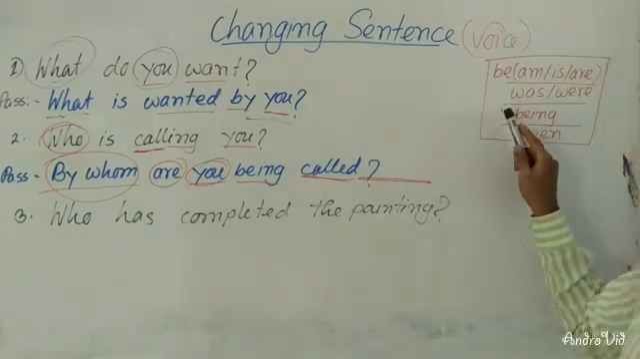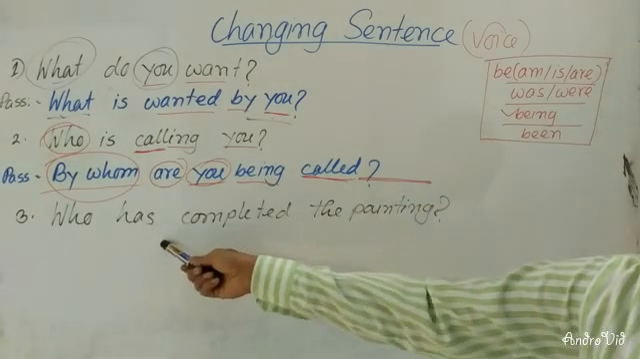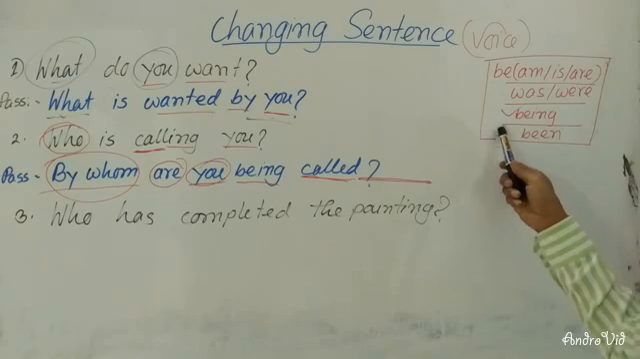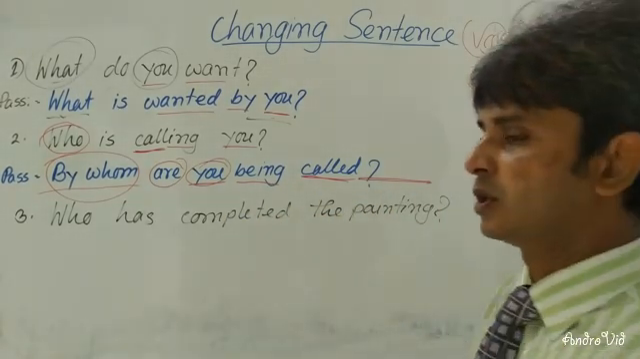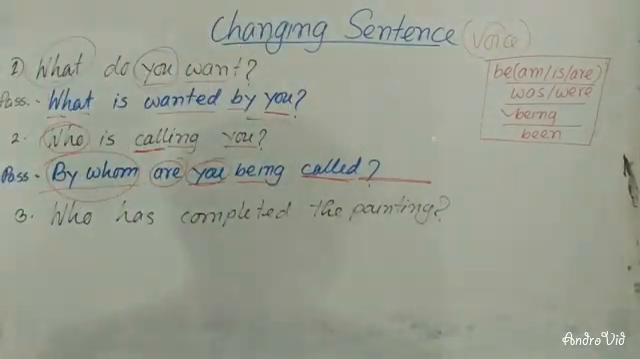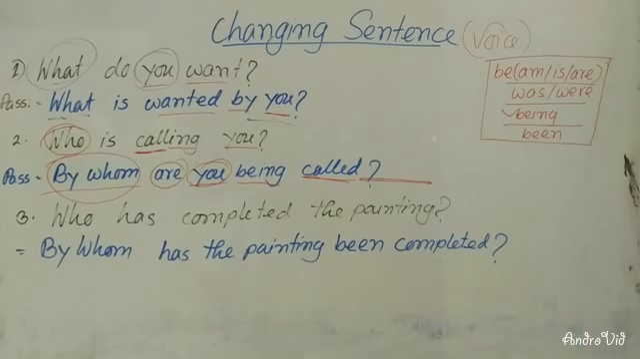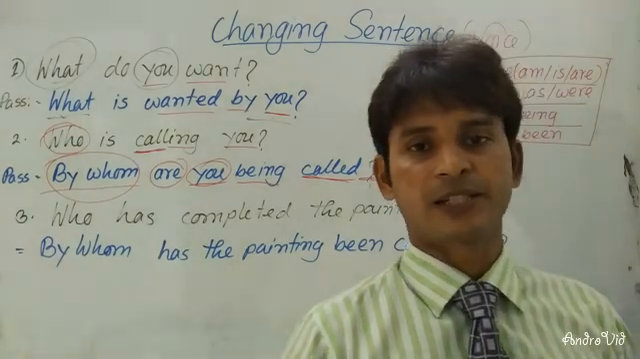And then after that there is have or has, and after setting this you will have to take a verb from this. As there is have or has, so you will have to take here been. Dear learners, let's look at the book and you will try to understand it. In the book you can see the sentence: by whom has the painting been completed?